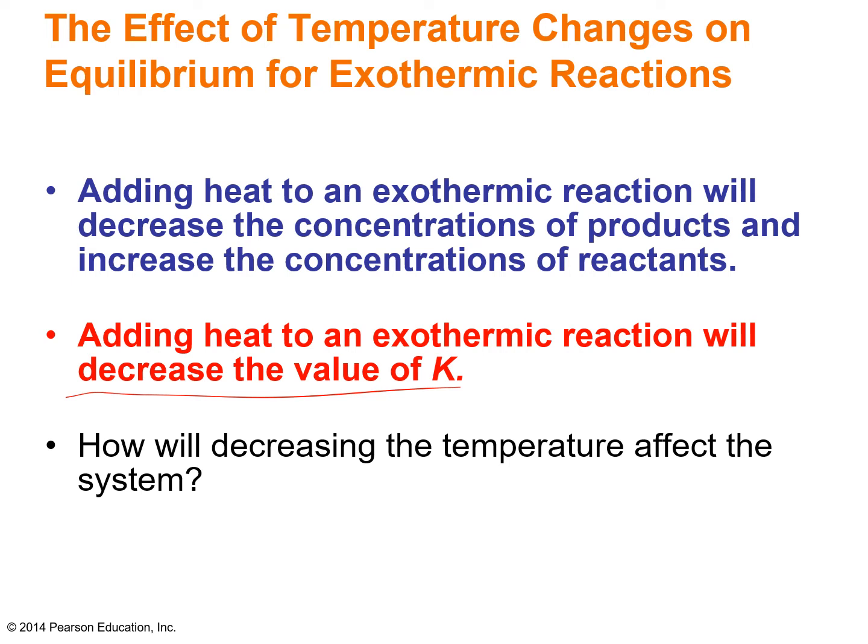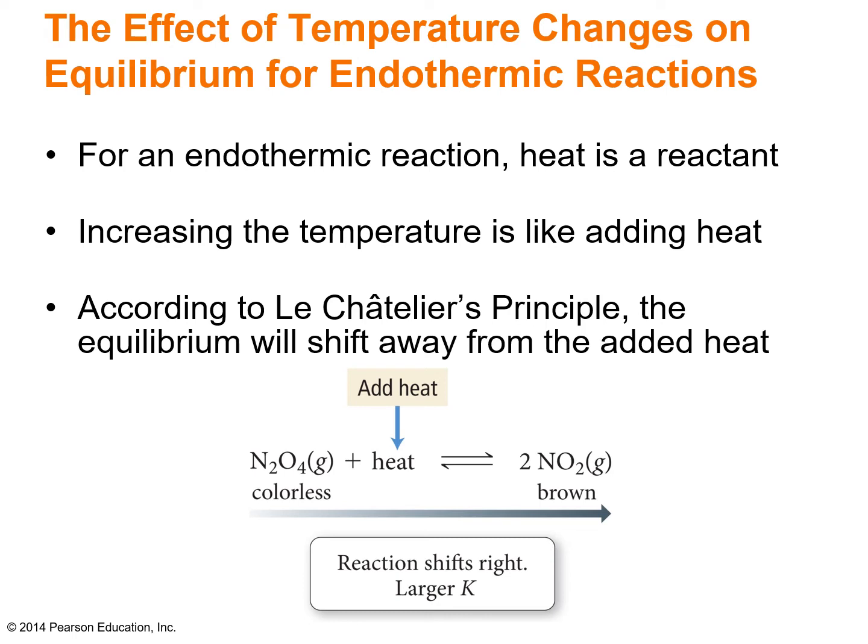How will decreasing the temperature affect the system? So we talked about how increasing temperature affects the system. How about decreasing? So for an endothermic reaction, heat is a reactant, right? Because remember, in endothermic, heat is going into the system. So now we have heat on this side. So we have our chemical reaction, we have N2O4, we have NO2, and we have heat being added.